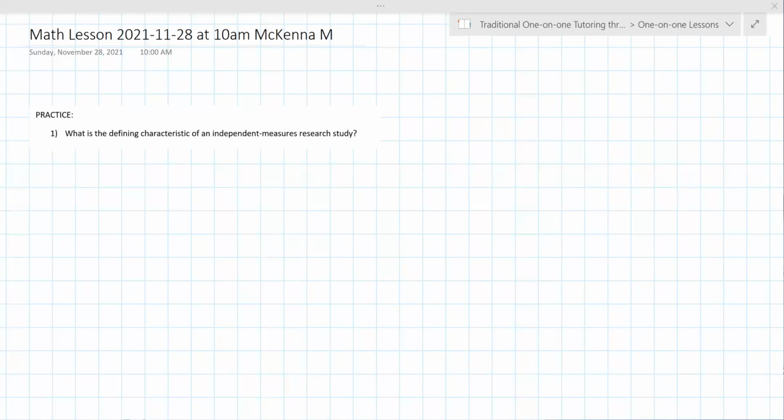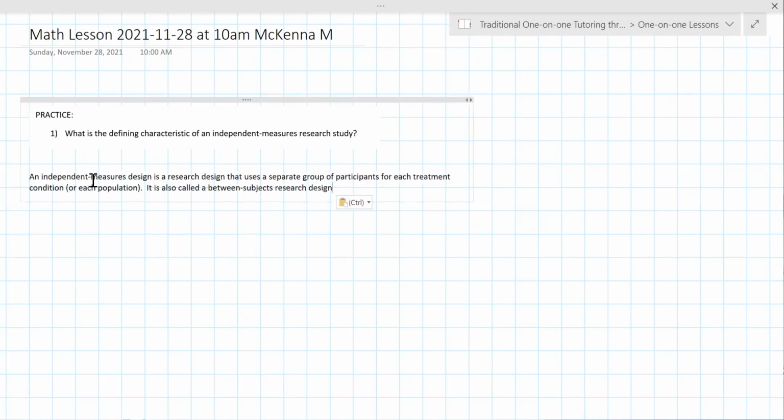We'll get started here. If you're seeing my screen, you see the question: what is the defining characteristic of an independent measures study? Is this what you meant by definitions, like what your instructor provides? Yeah, kind of. I don't even know what it is, so I guess we should go over it. Here's the definition from the text.